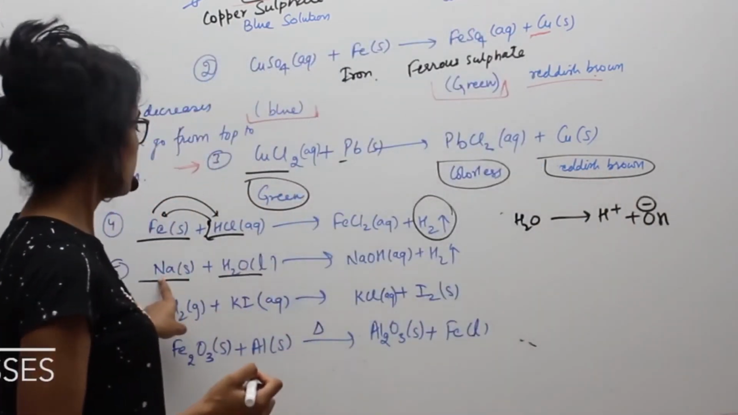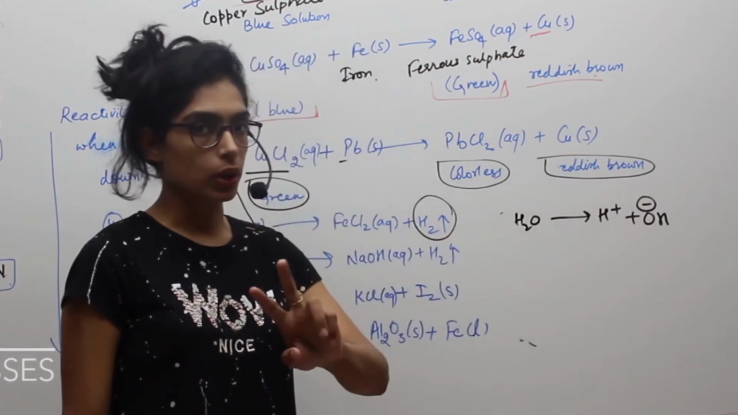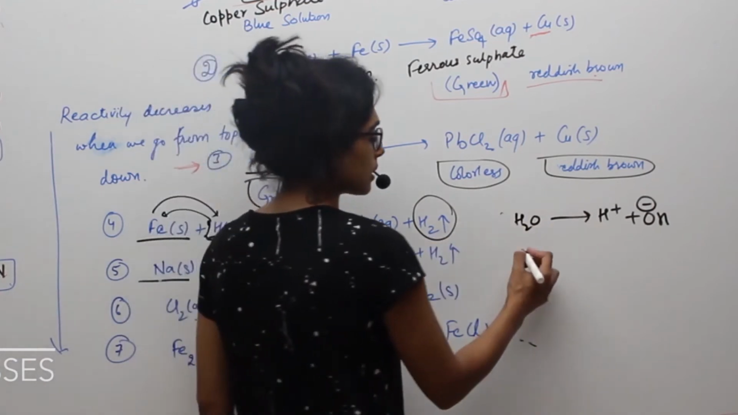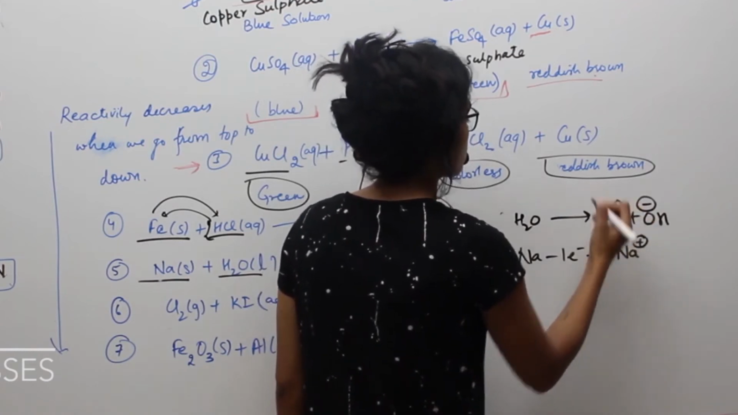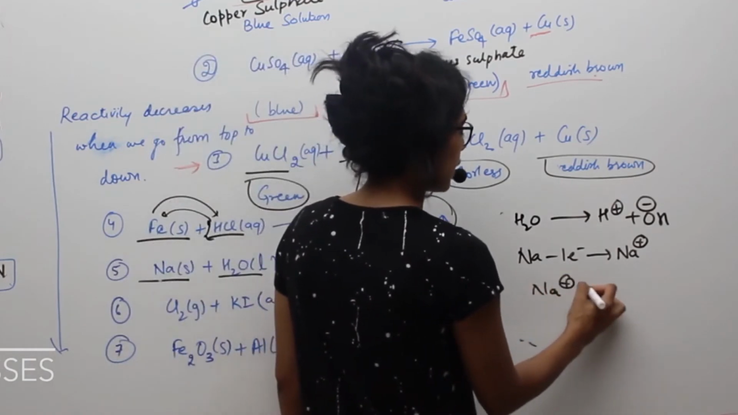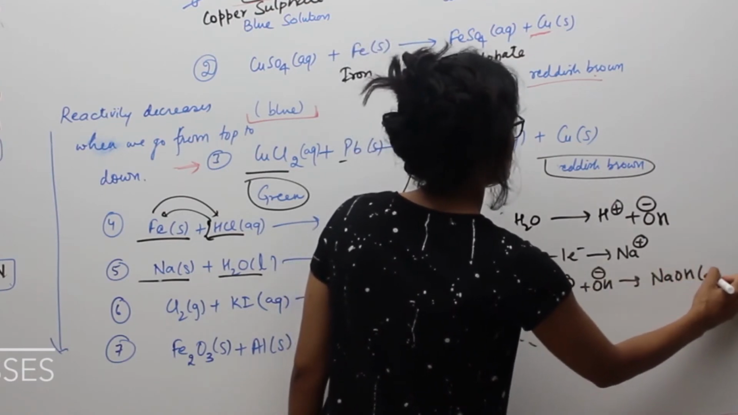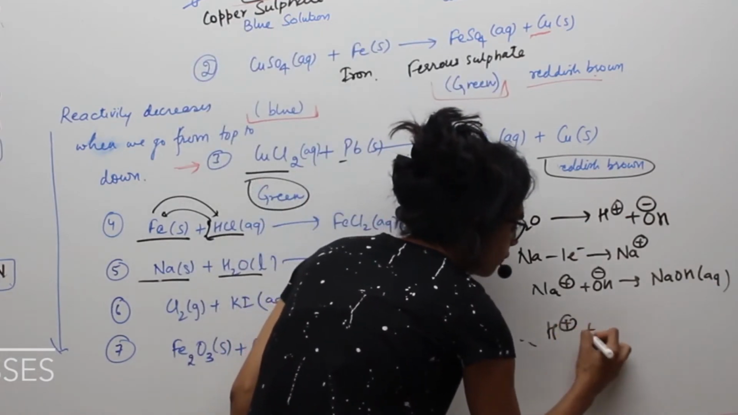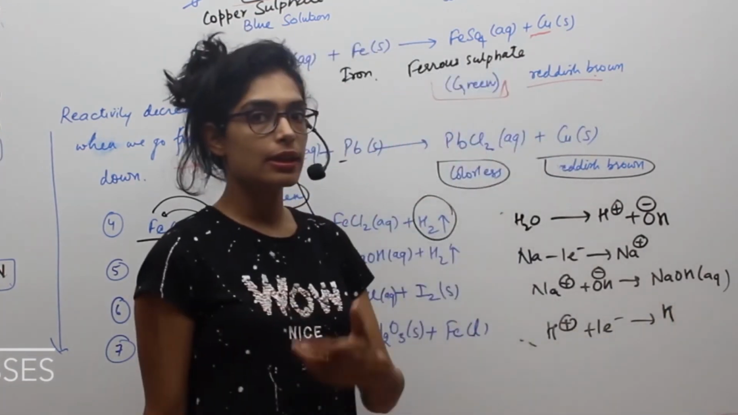Now, when the sodium is there, sodium will easily be able to displace the hydrogen from here. One hydrogen it will displace, not both, only the one which is in the ionic form, H plus. So Na will lose its one electron, form Na plus, and Na plus will displace H plus. Now Na plus reacts with OH minus and forms NaOH aqueous. So what are we left with? We are left with one H plus and one electron, so it will form a hydrogen atom.